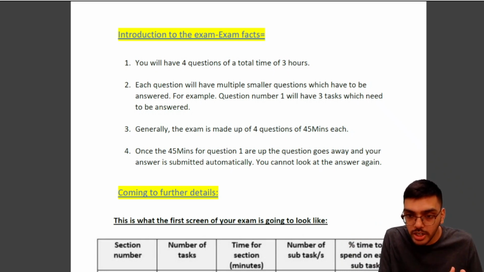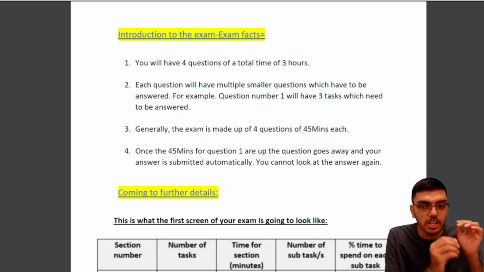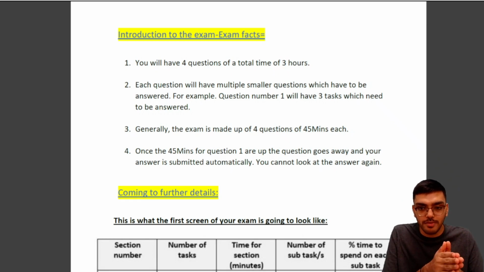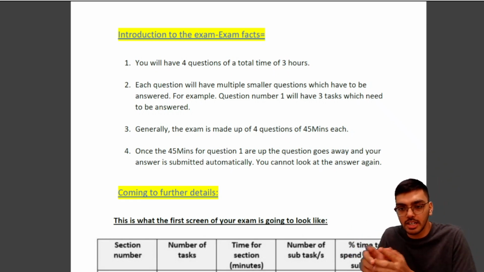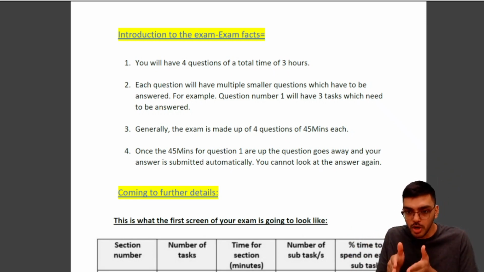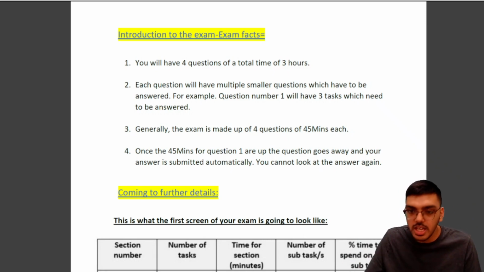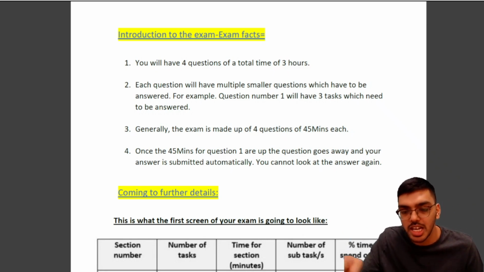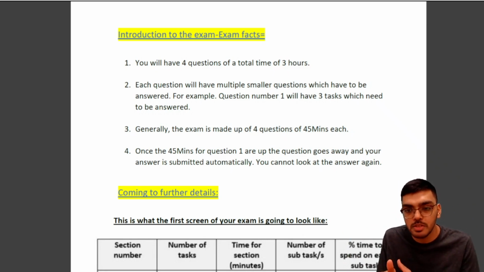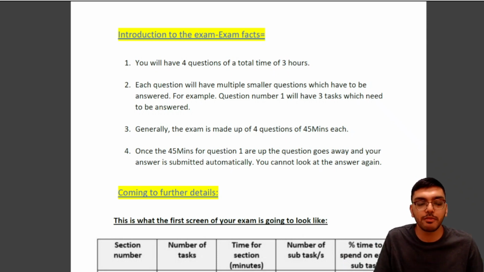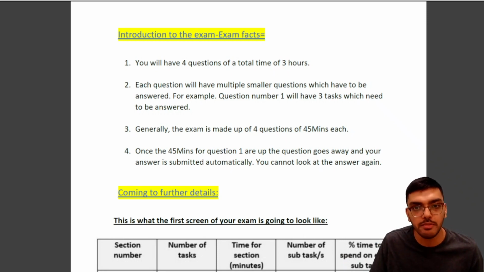You can't look at it, you can't view it again, you can't check it. So question 1, 45 minutes, gone. You're automatically going to question 2, 45 minutes, gone. Then 3, and then 4, and that's how your 3 hours will lapse. So it's a total of 3 hours, but for each question you get 45 minutes only.